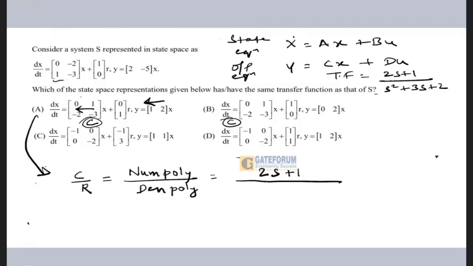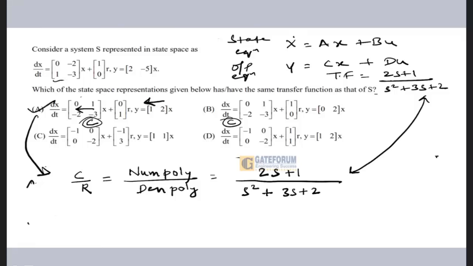So this is a second order, 2 by 2 matrix. So I'll start with s square because the order should be 2. The order of the system matrix is the order of the characteristic polynomial. So s square plus 3 of s plus 2. I have changed the sign. Now if you see, these two are matching. So option A will be your correct answer.